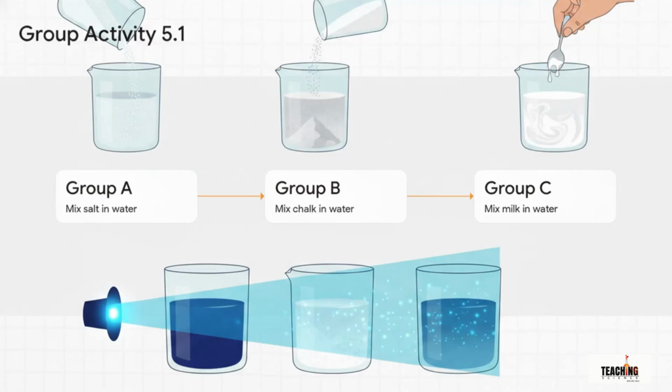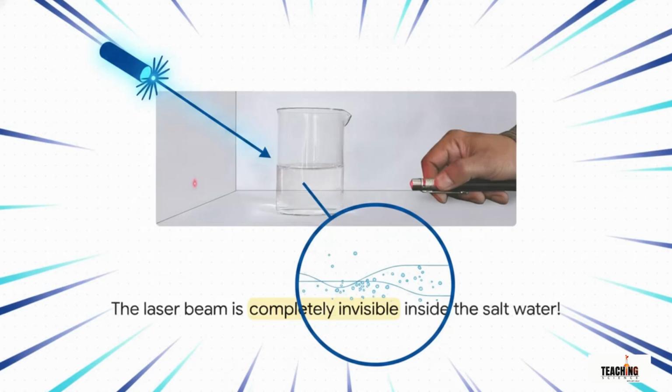Let's bring this to life with an experiment. Think about it. If we follow NCERT Activity 5.1 and literally divide our class into 3 groups, mixing 3 completely different substances into water, what do you think is going to happen when we shine a light through them? Imagine Group A has salt water, Group B has chalk powder mixed in water, and Group C has just a few drops of milk in water. And wow, this brilliantly illustrates a true solution.